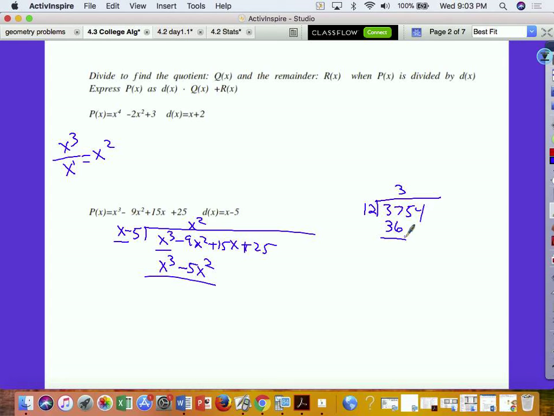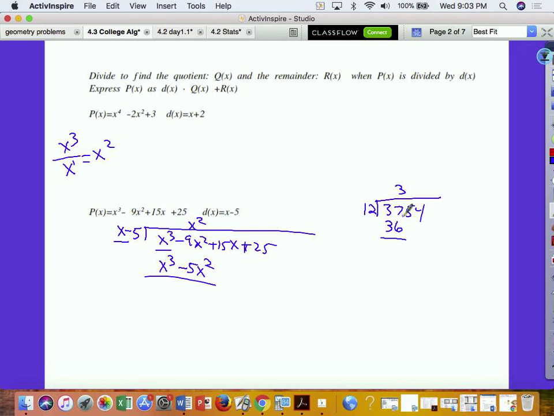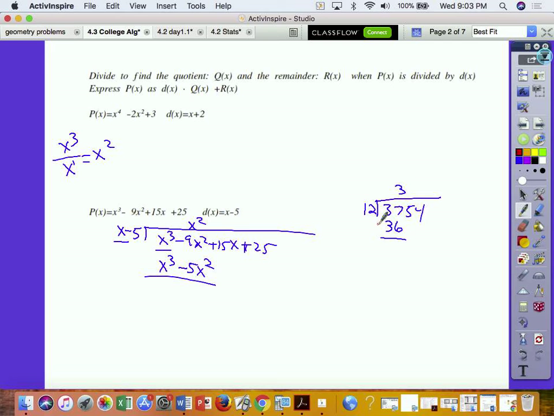Now I'm going to subtract these two, but then again, I put the sign here. I switch this from a 36 to a negative 36, and then I add them. That'd be 1.